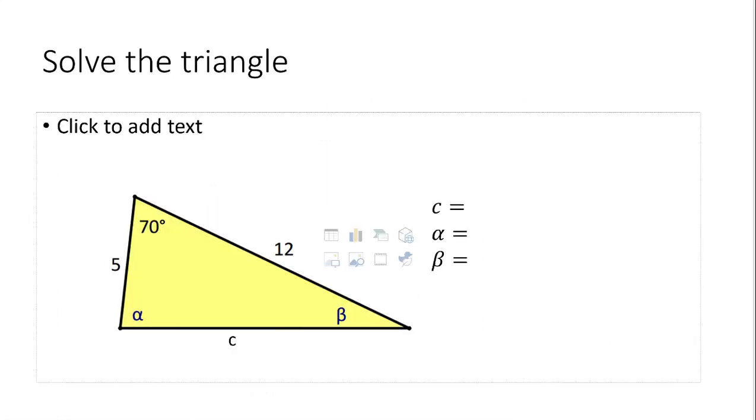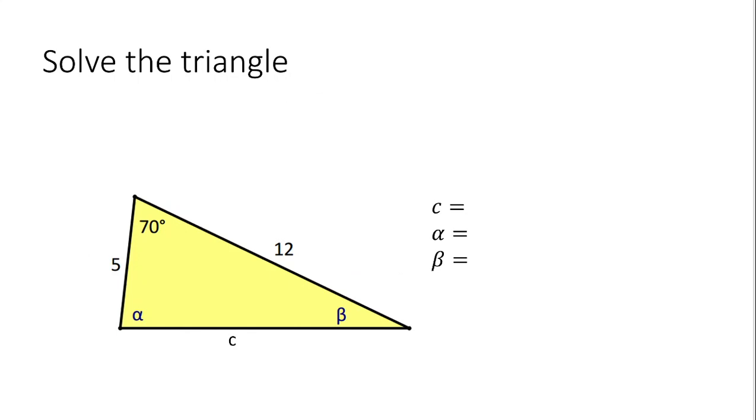So actually, let's do this problem. We've got a triangle here, and notice what we're given. We're given a side, an angle, and a side. So this is a classic law of cosines problem. We're going to set this up where we want to solve for c first.